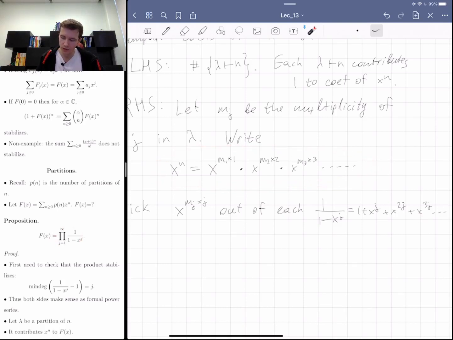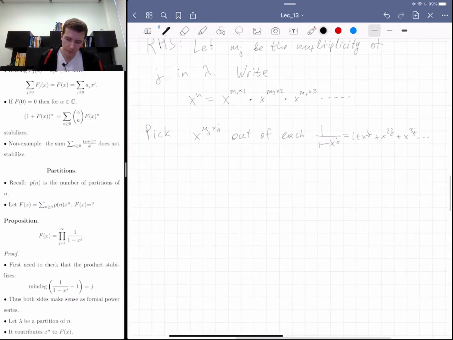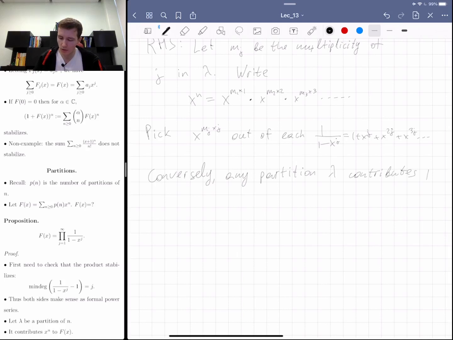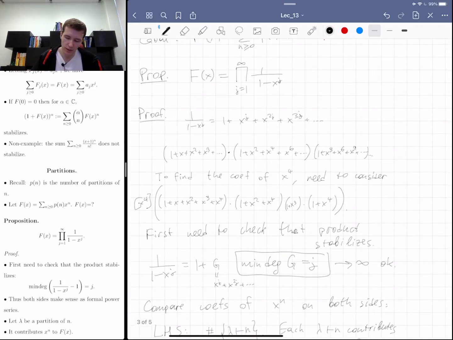And conversely, if you tell me which term you pick, it doesn't matter. They don't have to be weakly decreasing, or whatever. You just tell me. Conversely, any partition lambda contributes 1 to the right-hand side. So any partition lambda arises exactly once in this way, because if you tell me, okay, let's try an example.